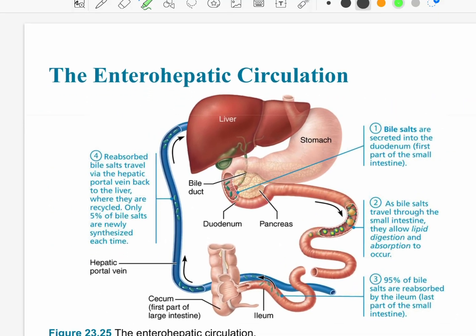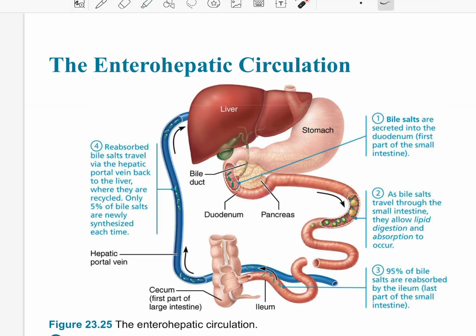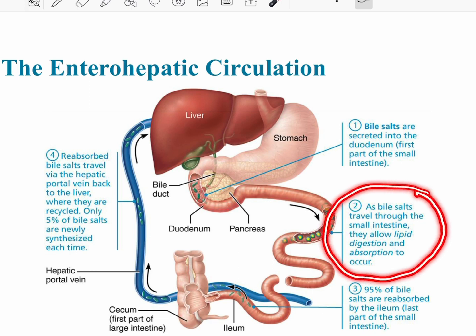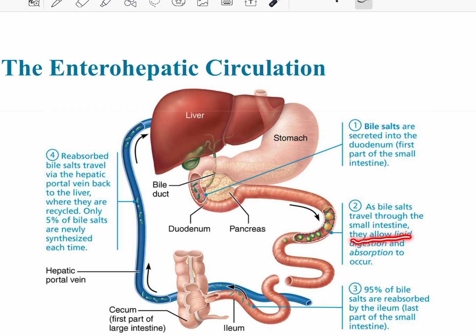And we can just see the basic diagram here and walk through some of the basic steps. Number one, the bile salts are secreted into the duodenum, stored in the gallbladder, concentrated in the gallbladder, and released into the duodenum itself. And as bile salts travel through the intestine, they are going to aid in lipid digestion by emulsification and absorption.